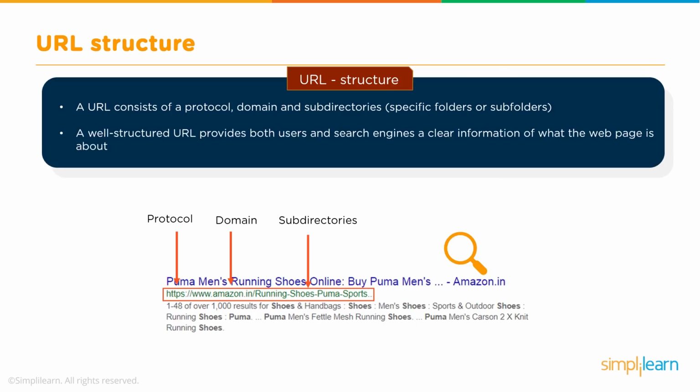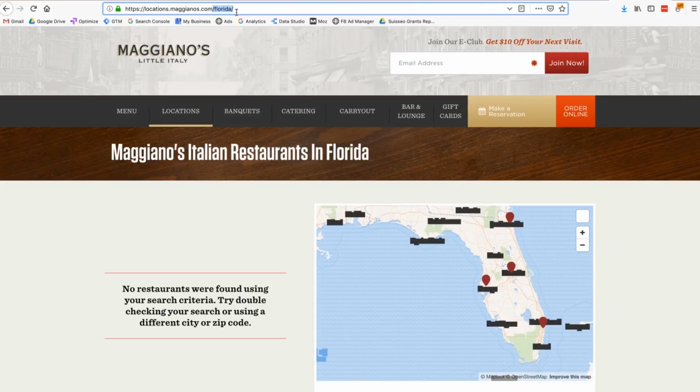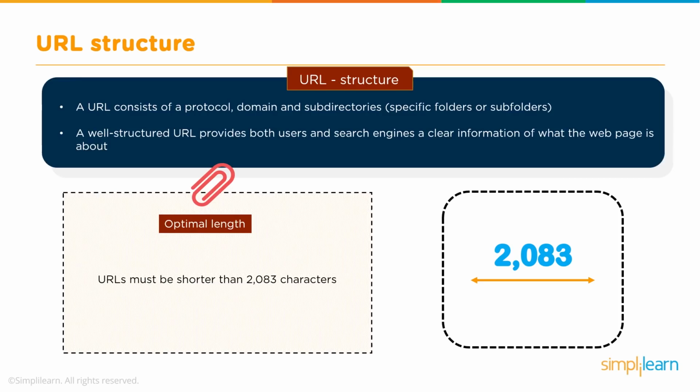So a well-structured URL not only provides users with information about where they're going when they click on your link in the search engine results, but more importantly, it also provides the search engines some information about what the web page is all about. Going back to our simple example with Maggiano's, the search engines know that if somebody clicks on this link, they're going to a page about Florida. The URL structure is pretty simple to understand. We know it's a secure site, we know it's Maggianos.com, and we know the subdirectory is Florida.